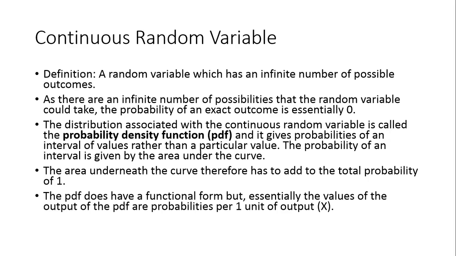Let's read on. The distribution associated with the continuous random variable is called the probability density function, and it gives probabilities of an interval of values rather than a particular value. The probability of an interval is given by the area under the curve. The area underneath the curve therefore has to add to the total probability of 1. The PDF does have a functional form, but essentially the values of the output of the PDF are probabilities per 1 unit of x.